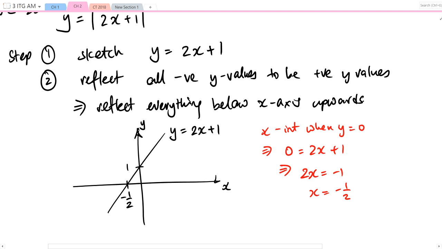Now I'm moving on to step number 2. Reflect all the negative y values to become positive y values. So this portion is negative y. I'm going to reflect it upwards. So reflecting upwards will result in a graph looking like this. Okay, draw it properly.